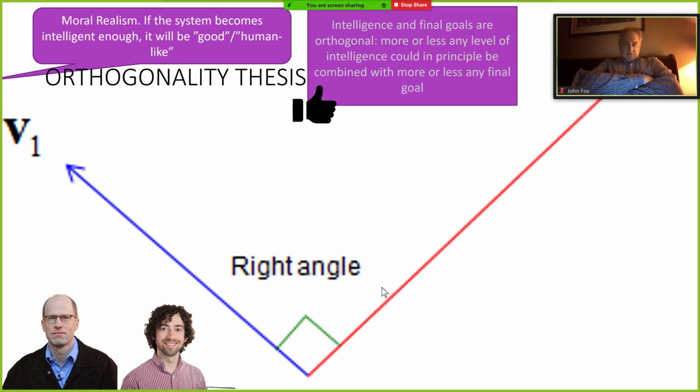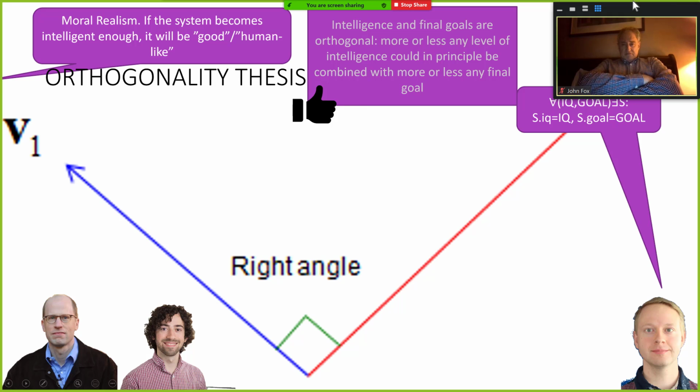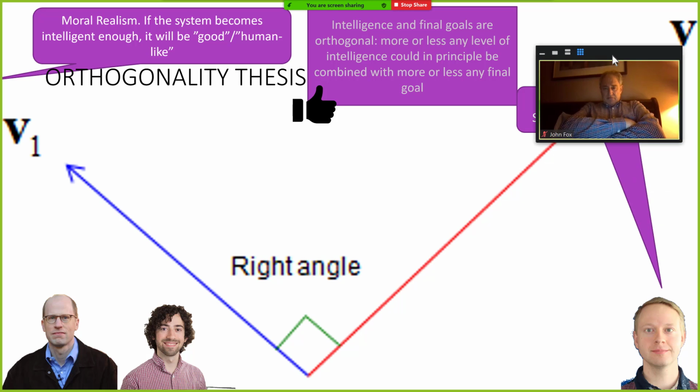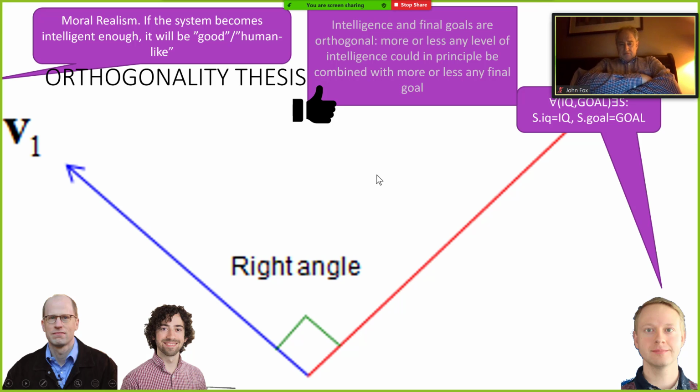And this orthogonality thesis is accepted by Ben Garfinkel. I actually do have a number of small problems with how it's presented, but I probably won't go into them here. Instead, I've tried to formulate this in a more formal way. So this means that for any combination of IQ, capability really, and goals, there exists a system such that the system has capabilities equal to this level and a goal that is this final goal. So this should be a restatement of the orthogonality thesis.